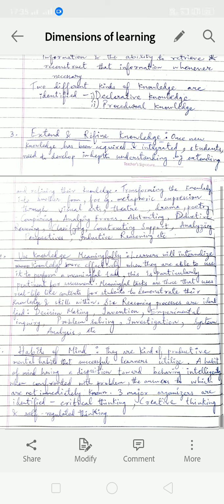So I hope guys all the dimensions of learning are clear to you. This is a very important topic of B.Ed. Okay, in second semester usually it's there in your syllabus. So I hope this is clear to you now.